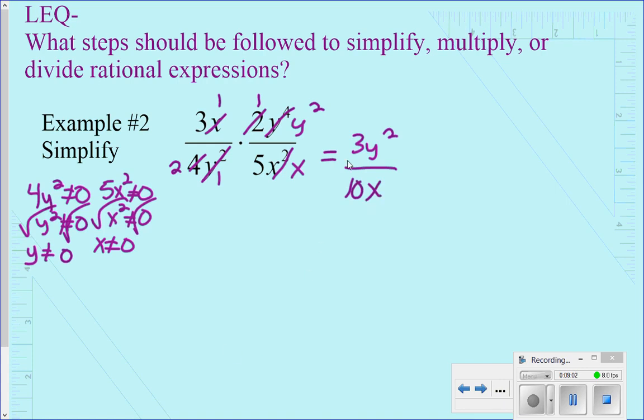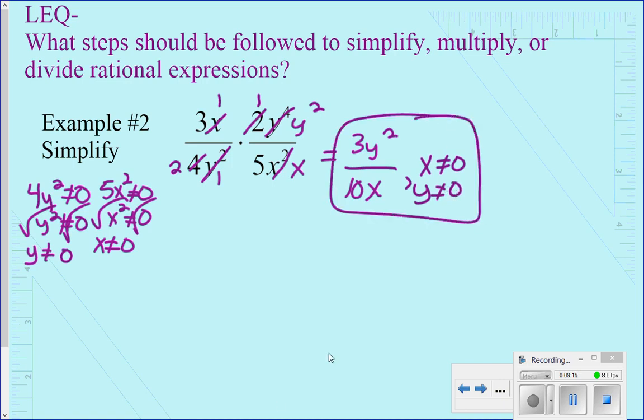You should always double check, make sure you didn't miss any common factors. No, nothing else factors there. So I'm ready to include my domain restrictions. X and y both cannot equal 0. And that is my final answer.